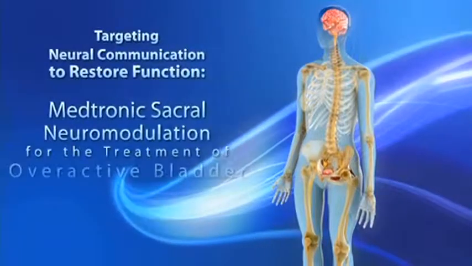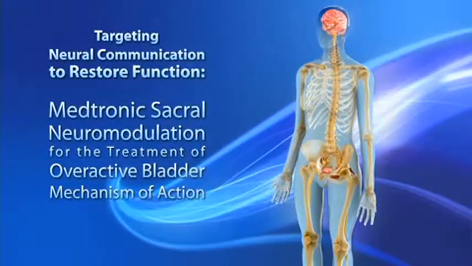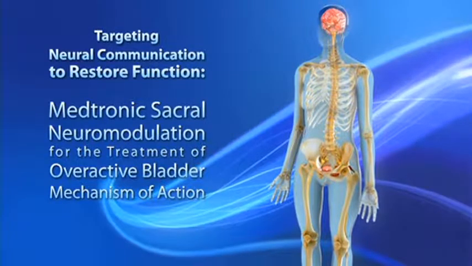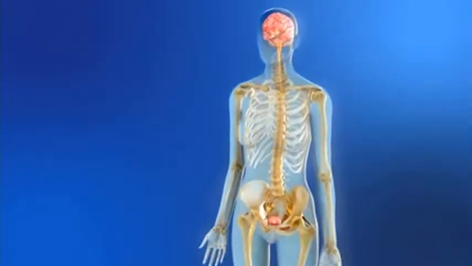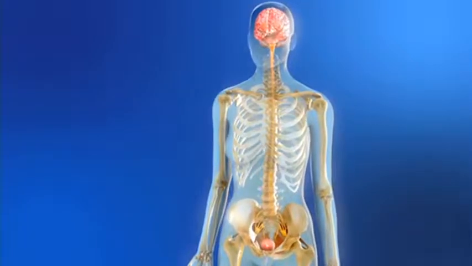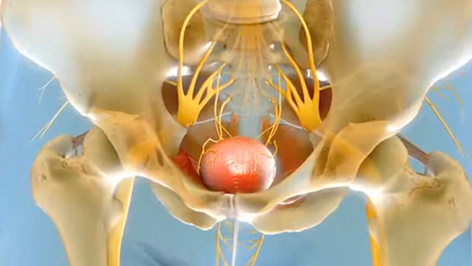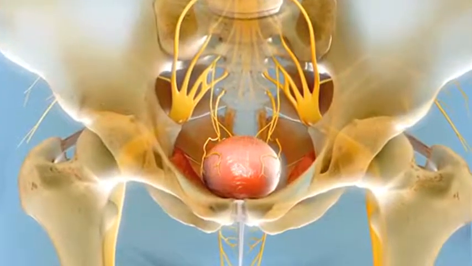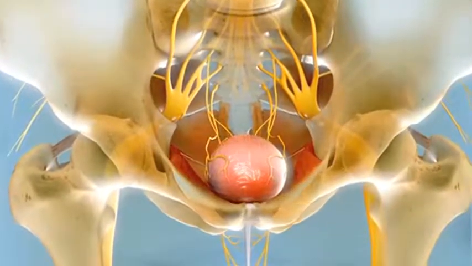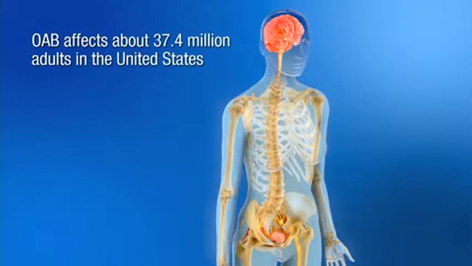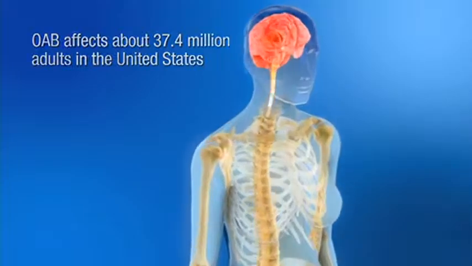Targeting neural communication to restore function, Medtronic sacral neuromodulation for the treatment of overactive bladder, mechanism of action. Overactive bladder, or OAB, is a urologic condition defined by urinary urgency with or without incontinence, urinary frequency, and/or nocturia. OAB affects about 37.4 million adults in the United States.